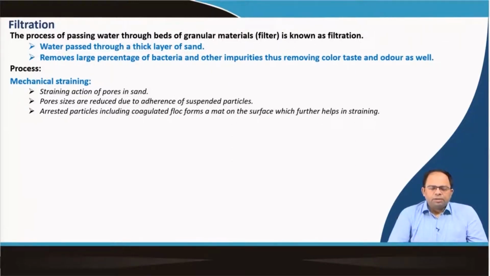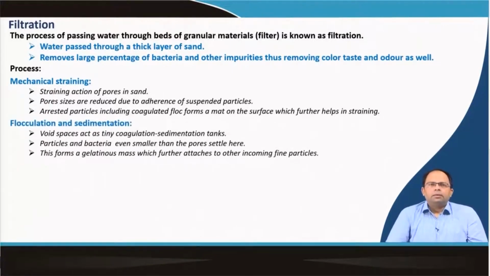Pore sizes are reduced due to adherence of suspended particles. The more filtration happens, the pores gradually get clogged, and arrested particles including the coagulated floc form a mat on the surface, which further helps in straining. So, the pore sizes even get smaller because these arrested particles or the coagulated floc form a film on the surface of the sand, and this also helps in further straining.